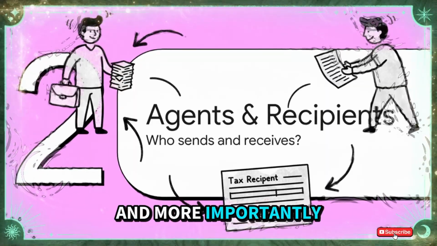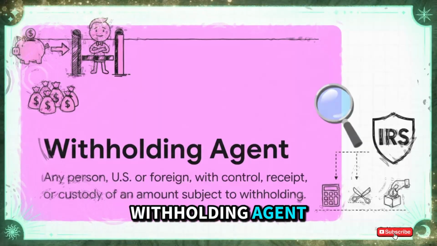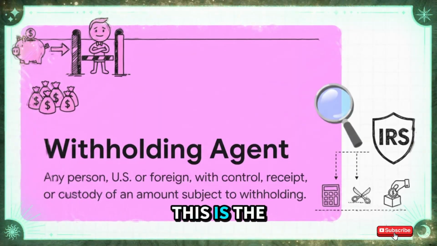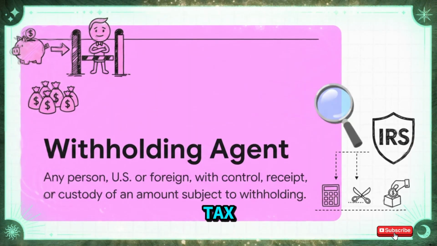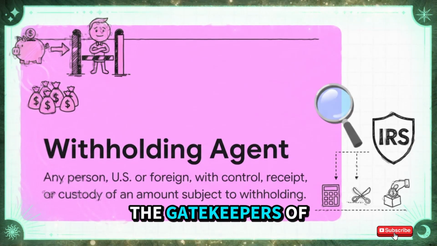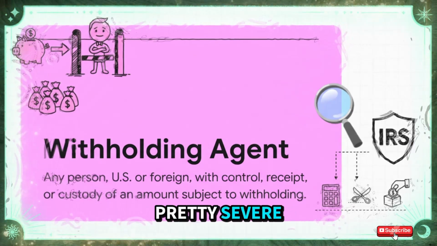To really get how this all works, we've got to be super clear about who the players are and, more importantly, what their legal responsibilities are. And this term, withholding agent, it's a big deal. It's not a passive role at all. This is the person or company that is legally on the hook for calculating the tax, taking it out, and sending it to the IRS. They are literally the gatekeepers of the system, and if they mess up, the penalties can be pretty severe.